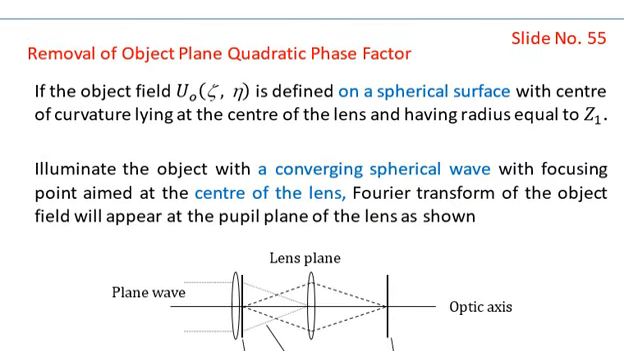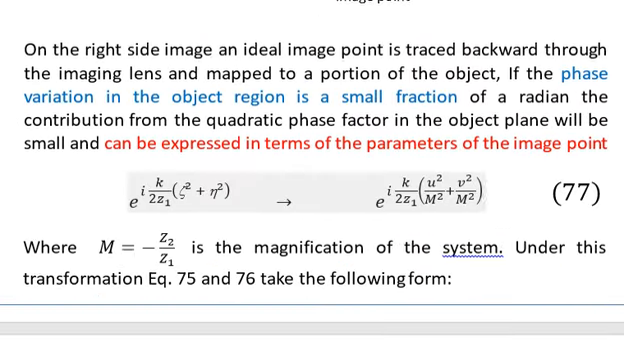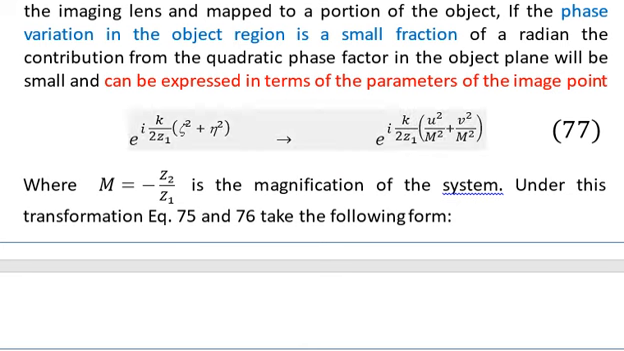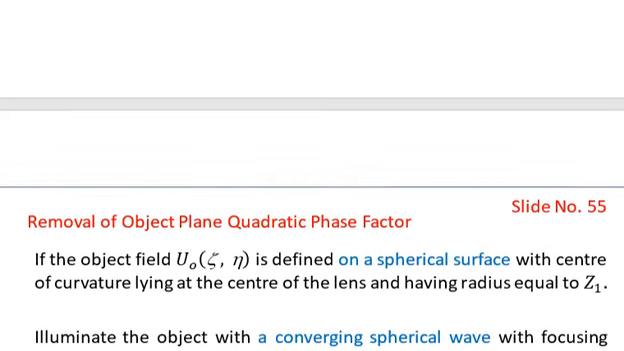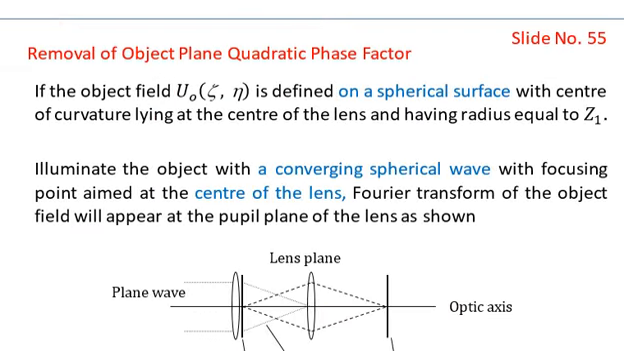Removal of object plane quadratic phase factor. First of all, I would like to show you the quadratic phase factor which is associated with the object plane, given in equation number 77 on the left hand side, which is e to the power iota k over 2 z1, and within the parentheses we have zeta square plus eta square. So this quadratic phase factor, which depends upon zeta square plus eta square, is the quadratic phase factor associated with the object plane. So how can we remove that one?